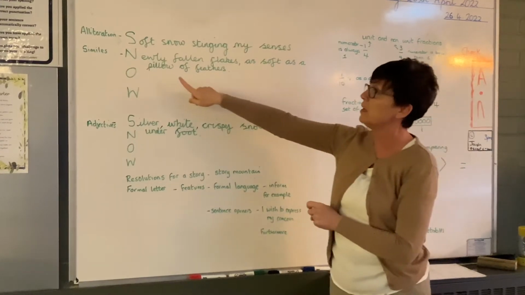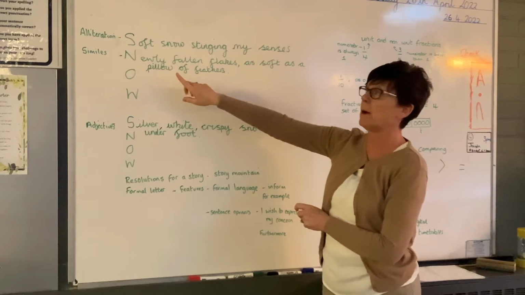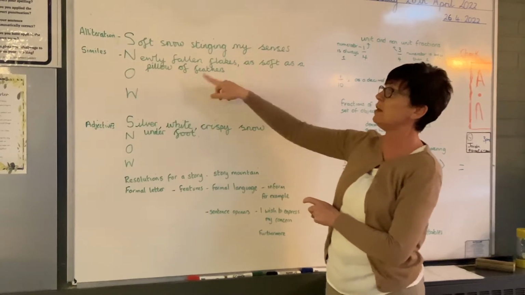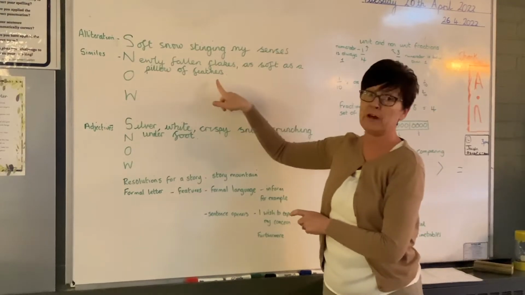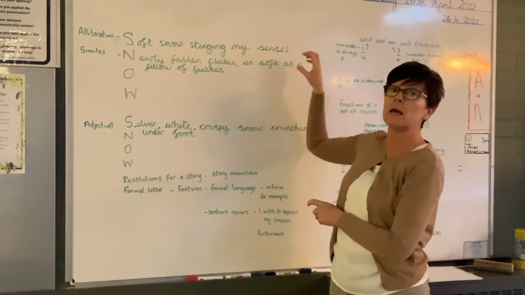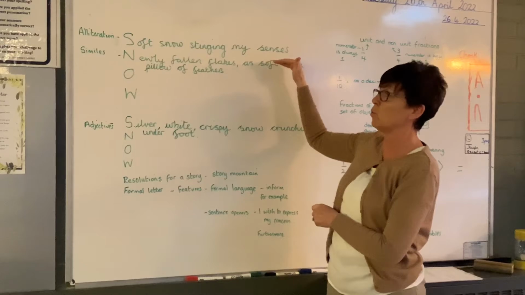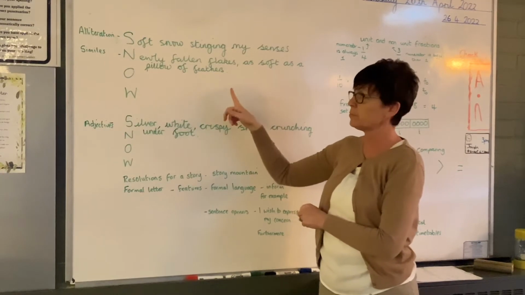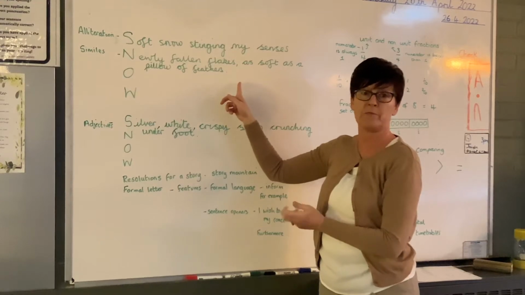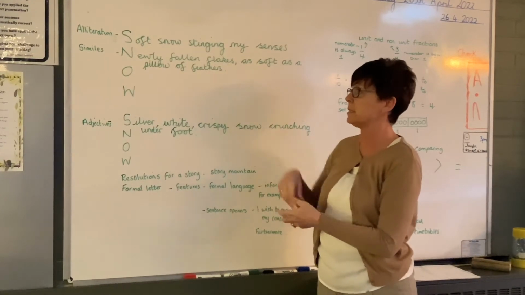We could also use similes within our poetry, so I've got another one here that says newly fallen flakes as soft as a pillow of feathers. As soft as is your simile. It's comparing one thing to something else. So they might also want to have a go at trying to think about some sentences that are similes.